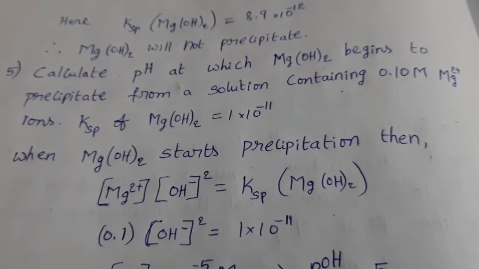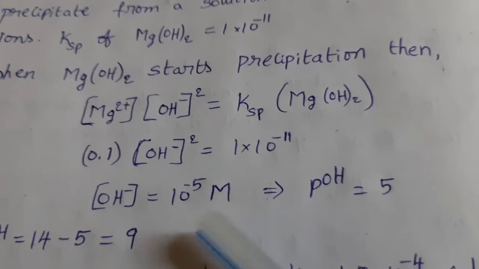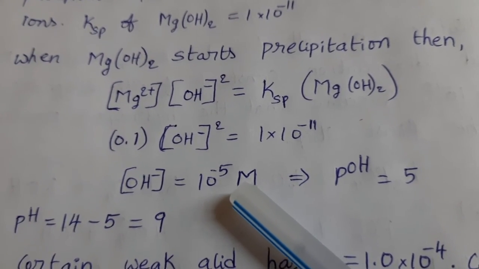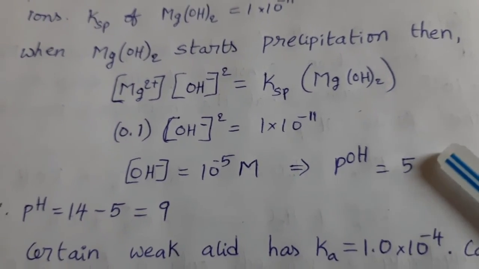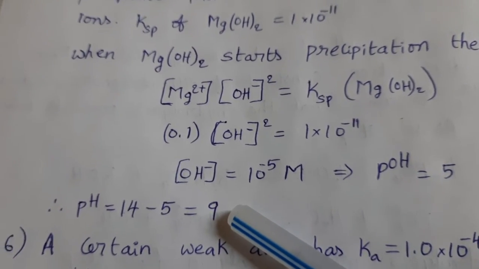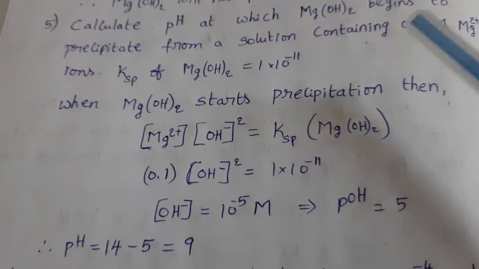And the OH minus ion concentration, we don't know. The Ksp of MgOH twice is given. So that one also substituted. From this, the OH minus ion concentration is 10 power minus 5 molar. So POH is 5. From that, pH value 9. So at this 9, MgOH twice precipitation takes place.